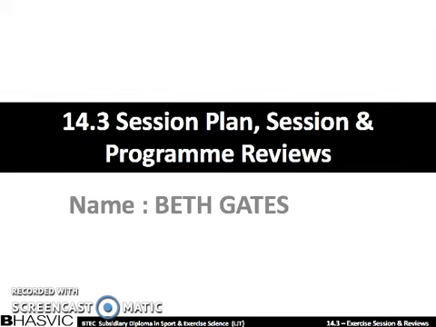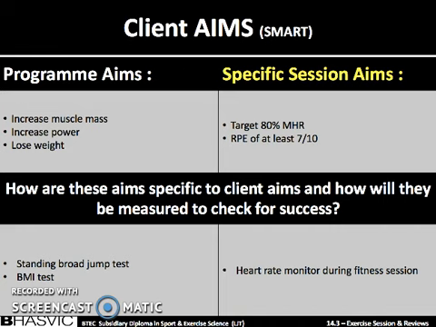14.3 review. So before starting the actual training session and designing it, I had to set out a list of aims for the client based off of the lifestyle questionnaire and based off of their sport. And these aims obviously had to be specific to the performer. So working with the client, we set out some aims in terms of increasing their muscle mass, because they said they wanted to get more toned and increase muscle mass, which would help them in rugby.